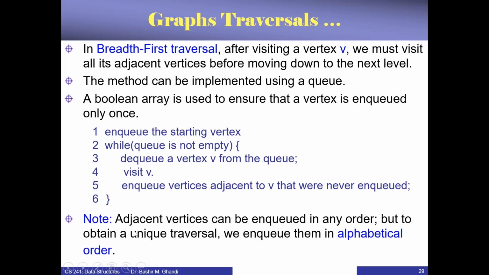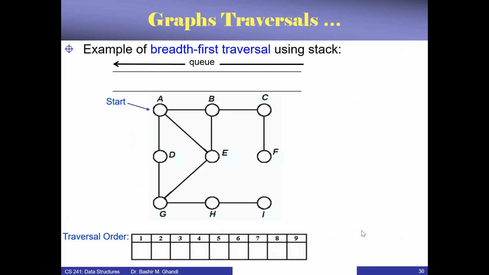Again, we're going to adopt a modification to ensure that you get a unique result, which is that vertices that you enqueue are going to be enqueued this time in alphabetical order, not in reverse alphabetical order, because we know in a queue, the first to go in is the first to come out, so there is no need to enter the elements in reverse order. Just put them in alphabetical order. Like we saw with the other algorithm, we're going to take the same example, but this time solve it using breadth first traversal.